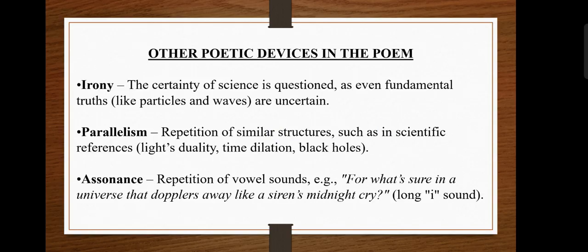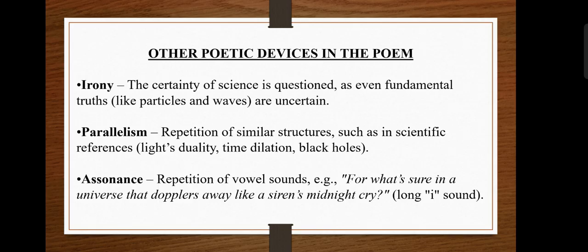And there are other poetic devices in this poem. Another device is irony. Irony is the difference between what is said and what is meant. So the certainty of science is questioned, as even fundamental truths are uncertain. We are saying that science is ultimate and is always chasing the truth. But even after saying that, we are saying that everything is uncertain. So that is called irony.